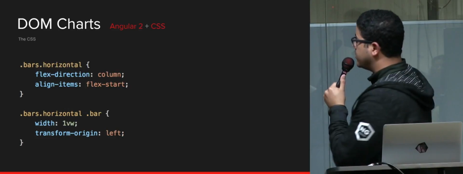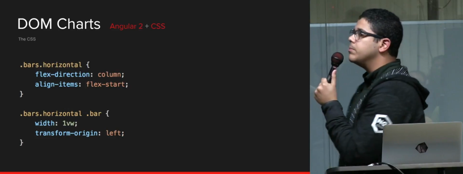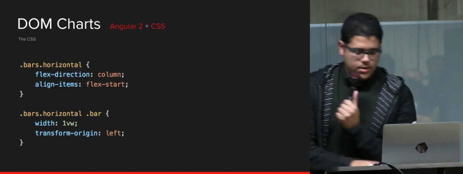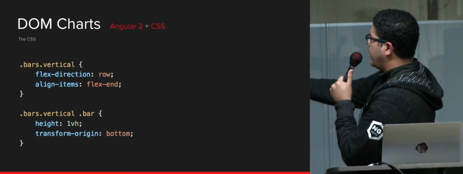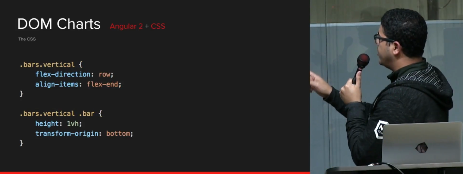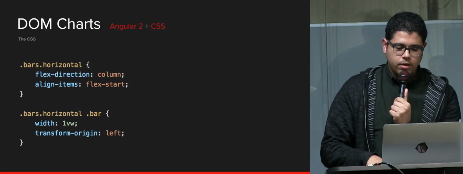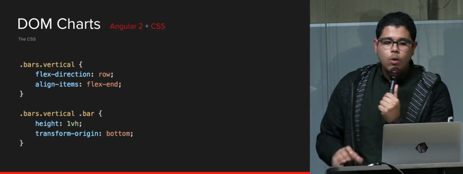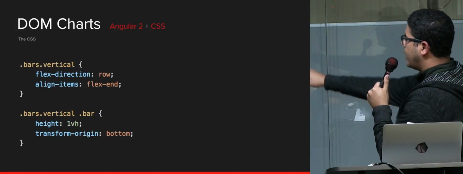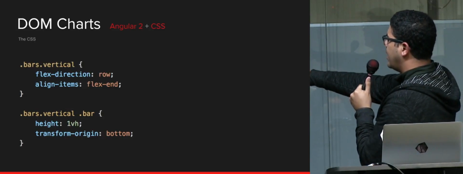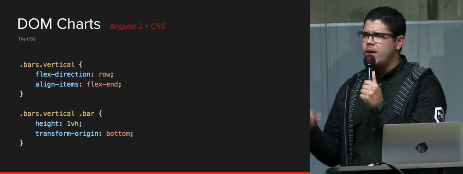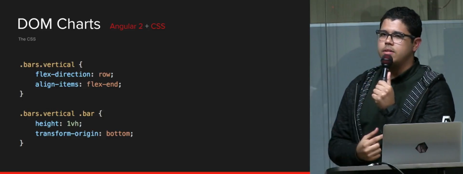For the horizontal ones, we want the direction to be a column. And aligning the items, we're using flex end for vertical and flex start for the horizontal ones. Now, when it comes to the bar, we're actually using one viewport height. Can someone tell me why it's just one viewport height in this case?